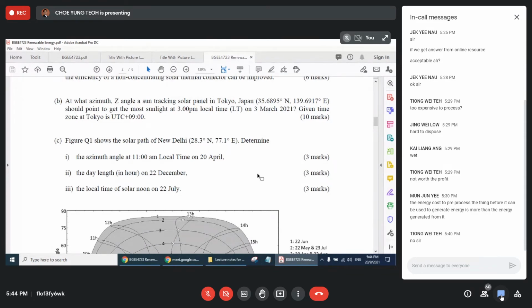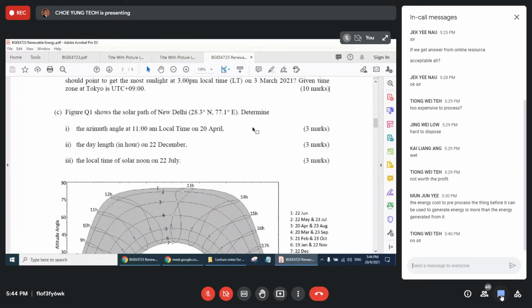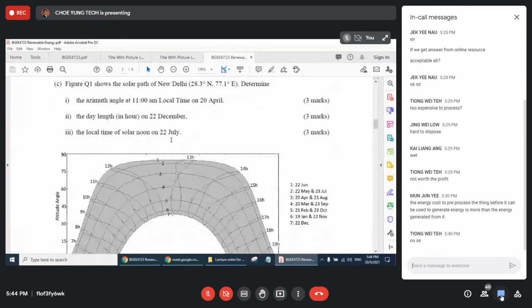Then Figure Q1 shows the solar path diagram of New Delhi. Determine the azimuth angle at 11 a.m. local time on the 20th of April. This one.